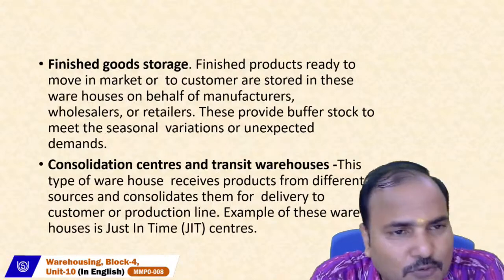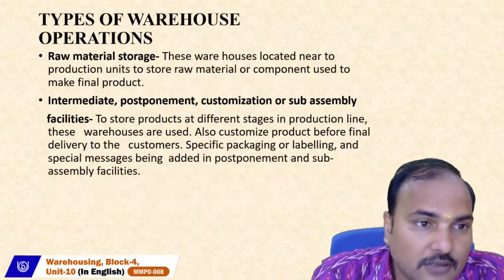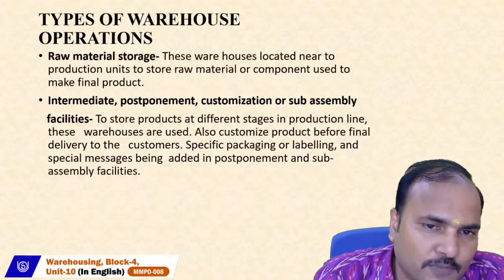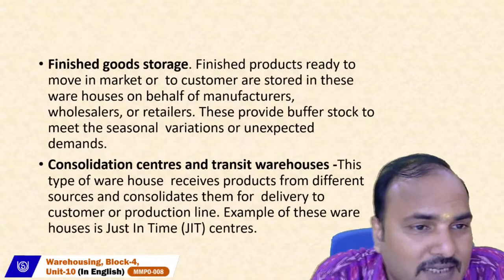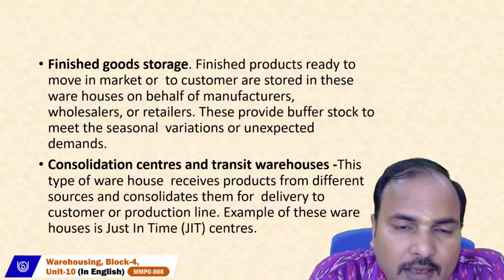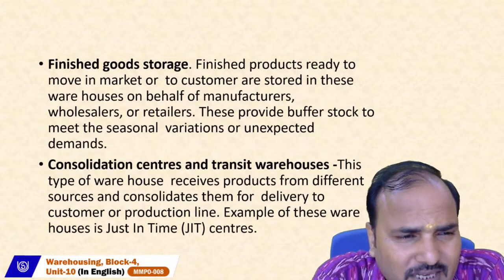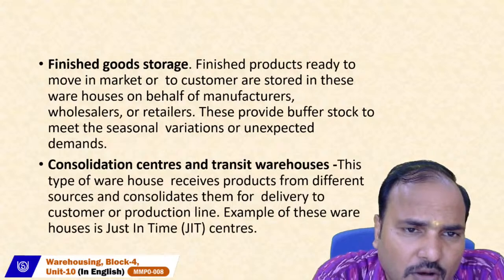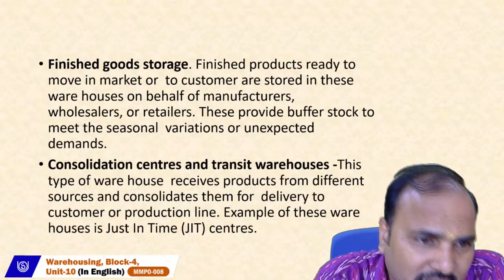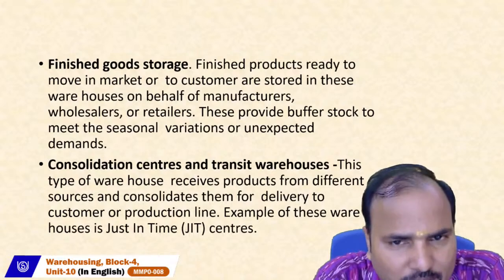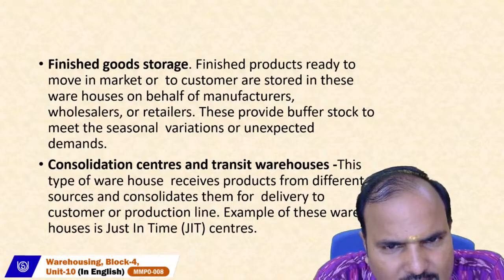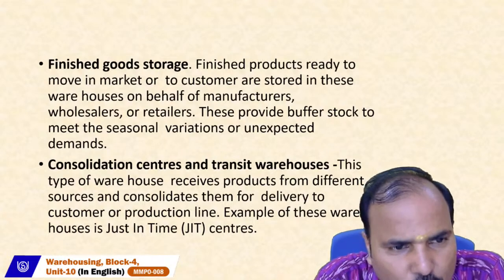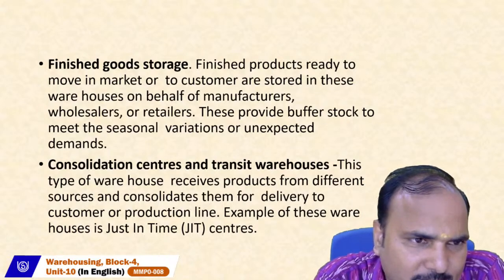Next is finished goods storage. After raw material storage and intermediate, postponement, customization, or sub-assembly facilities, another type of warehouse operation is finished goods storage. The finished products ready to move to the market or customer are stored in these warehouses on behalf of manufacturers, wholesalers, or retailers. These provide buffer stock to meet seasonal variations or unexpected demands.